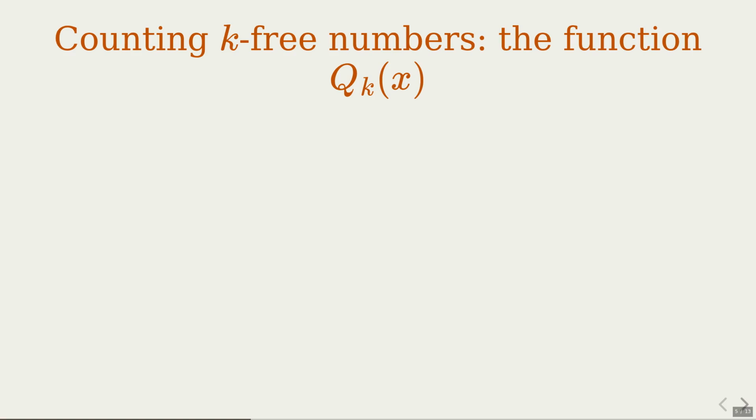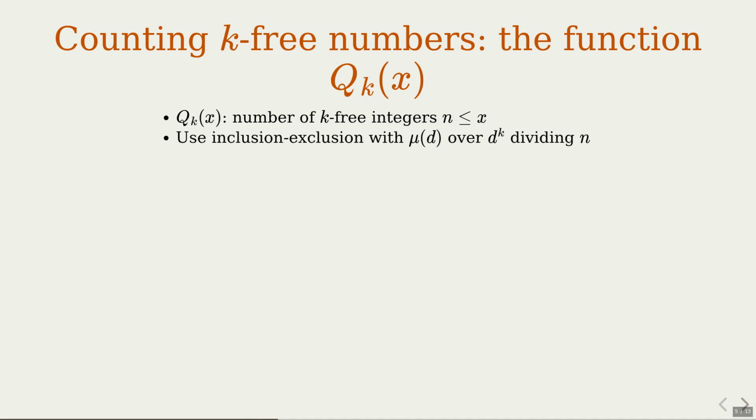Now, we set up a counting function for k-free numbers, just like we did for square-free ones. So we are looking for the analog of q of x that counted square-free integers, but with k-free instead. We write q sub k of x for how many integers up to x are k-free. We again use inclusion-exclusion, with the Möbius function keeping track of which prime power conditions we are including or excluding. For each n, we construct an indicator that equals 1 when n is k-free and 0 otherwise, by summing Möbius values over divisors whose kth powers divide n.